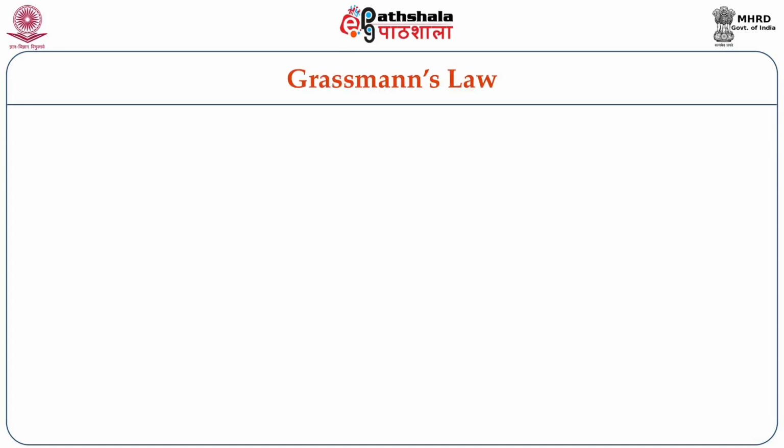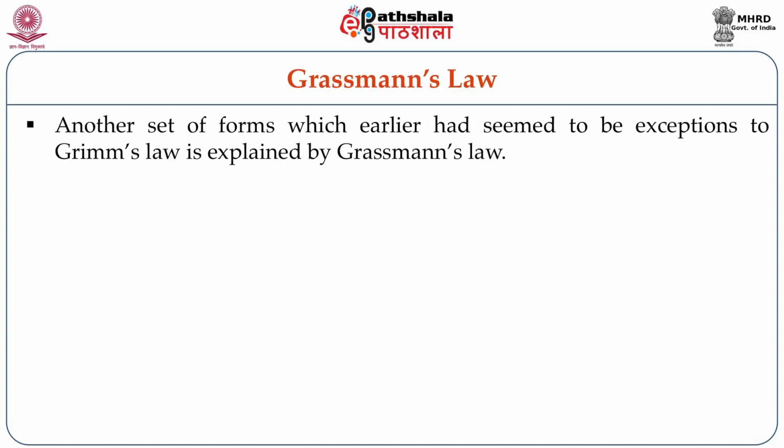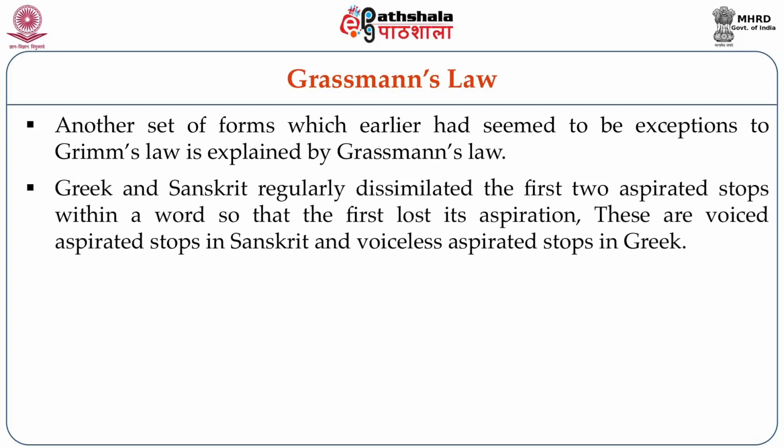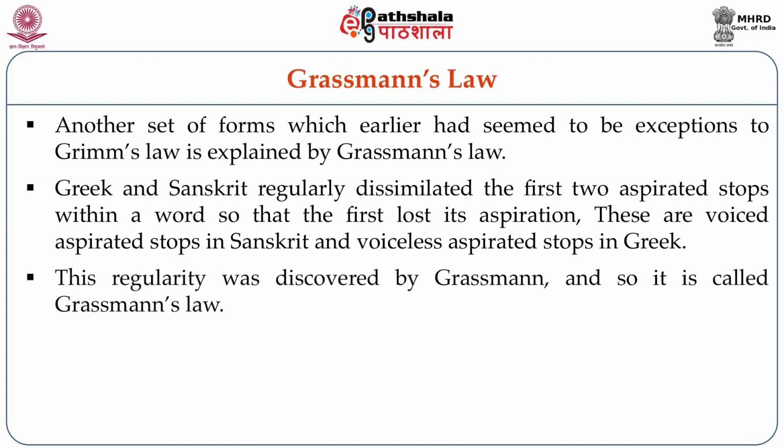Now, the third law, that is called Grassmann's law. Another set of forms which earlier had seemed to be exceptions to Grimm's law is explained by Grassmann's law. Greek and Sanskrit regularly dissimilated the first of two aspirated stops within a word so that the first lost its aspiration. These are voiced aspirate stops in Sanskrit and voiceless aspirate stops in Greek. This regularity was discovered by Grassmann, and so it is called Grassmann's law.